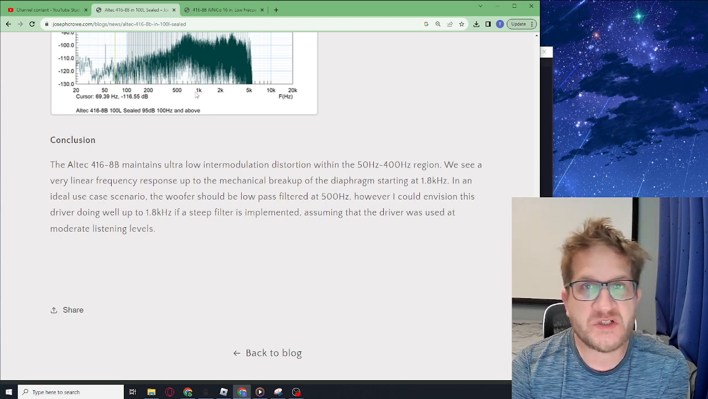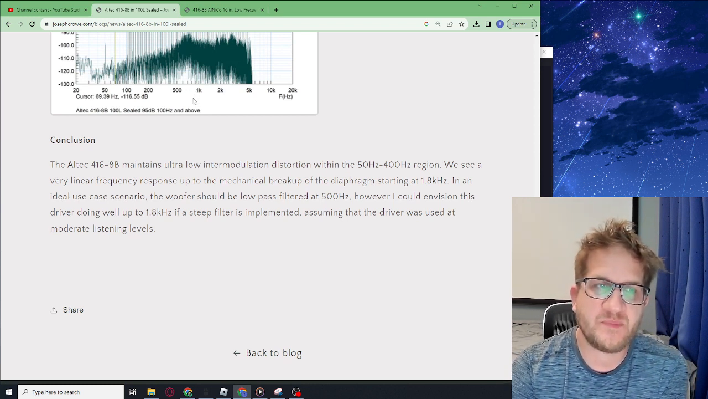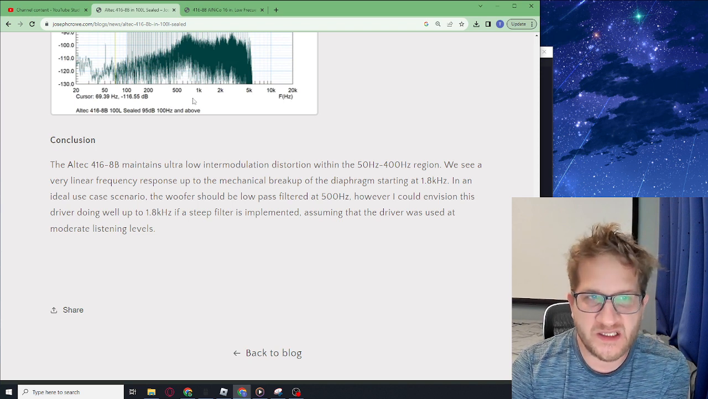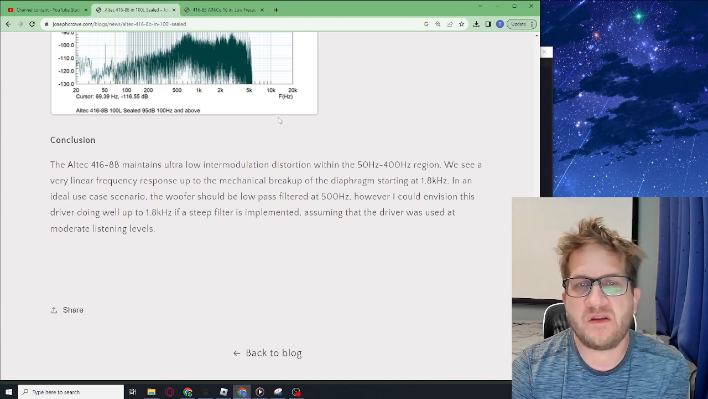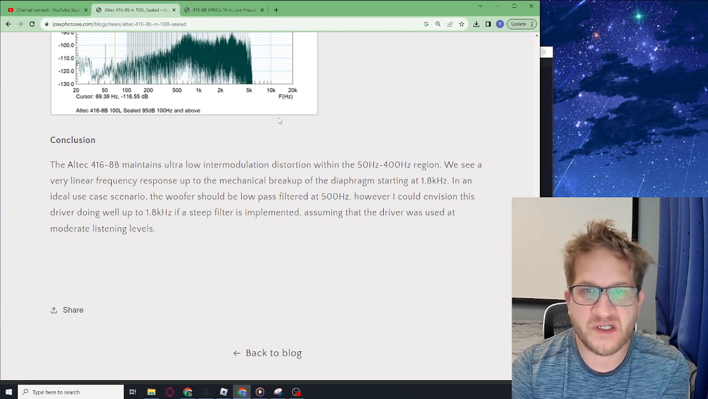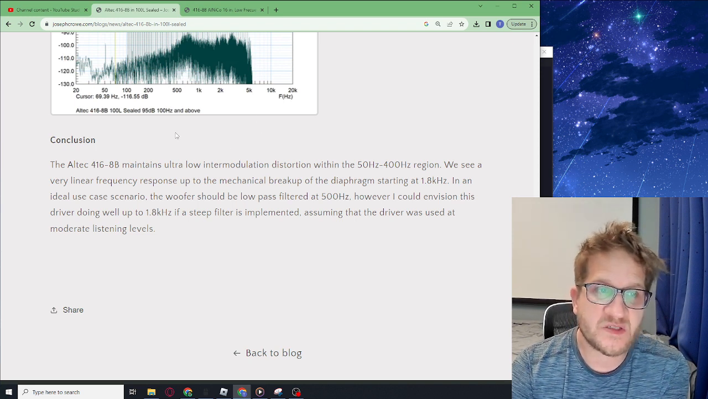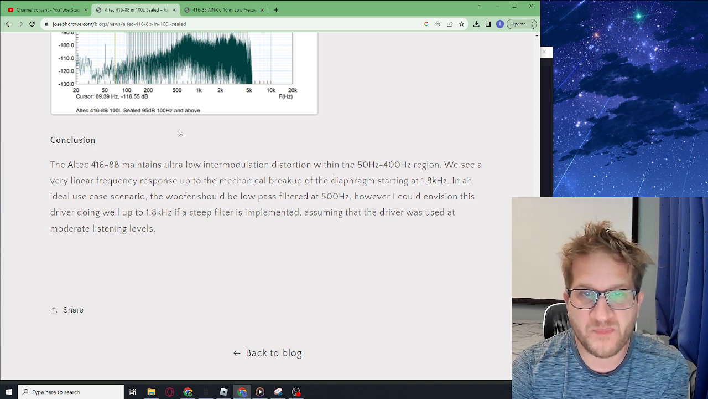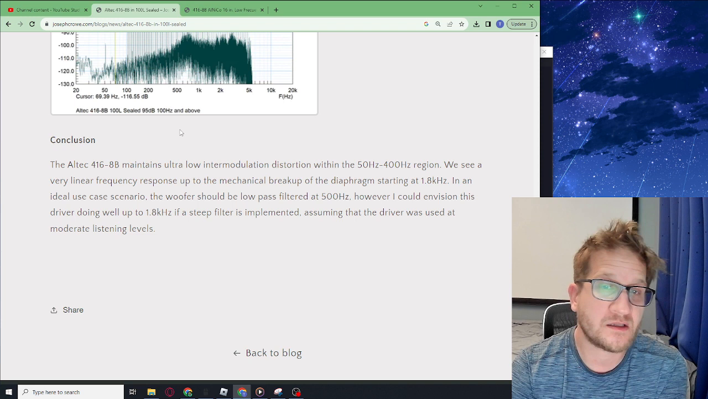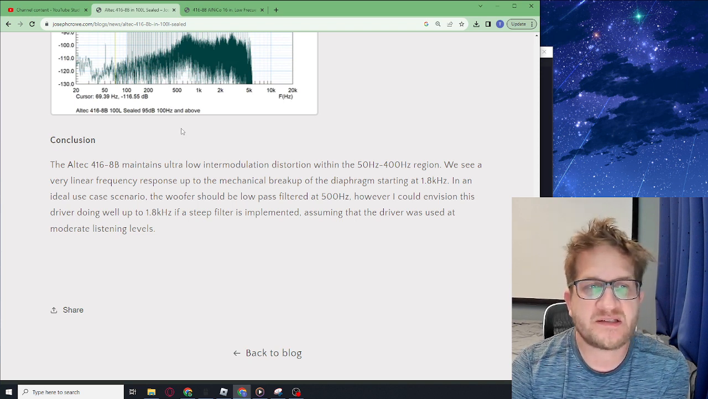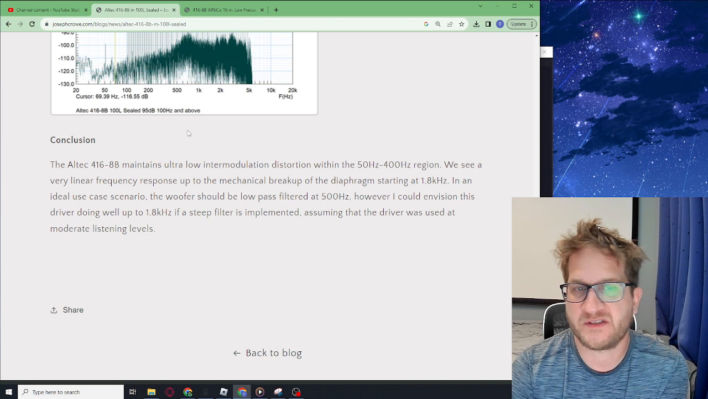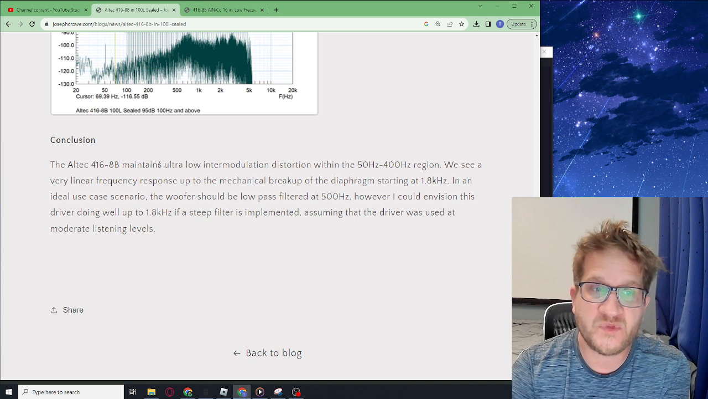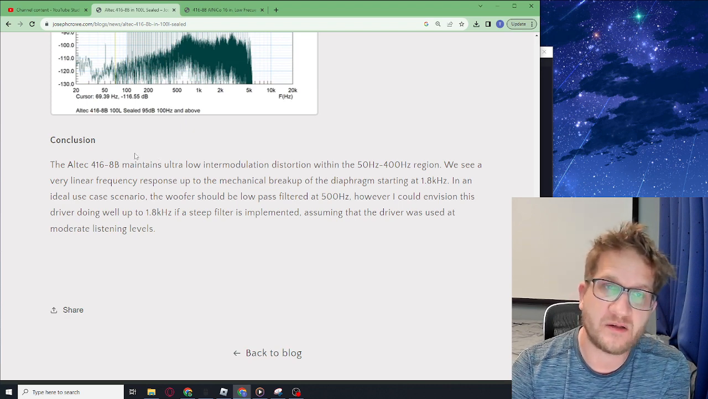So conclusion on this, the Altec 416-8B maintains ultra low intermodulation distortion, particularly within the 50 to 400 hertz region. We see a very linear frequency response right up to the mechanical breakup of the diaphragm, which starts at around 1.8 kilohertz. In an ideal use case scenario, the woofer should be low pass filtered at 500 hertz. However, I could envision this driver doing well up to 1.8 kilohertz if a steep filter is implemented, and assuming the driver was used at moderate listening levels.